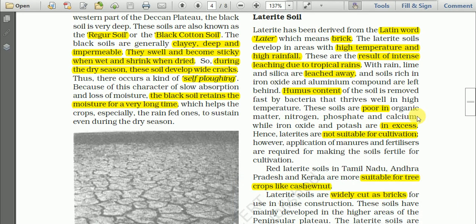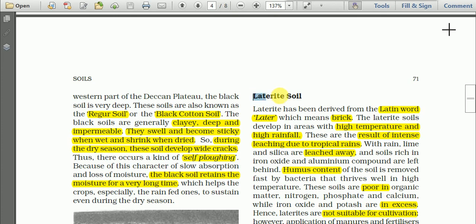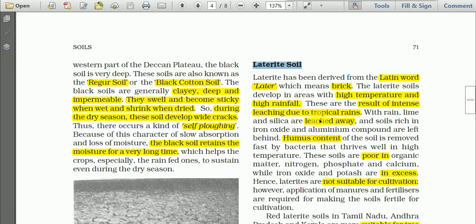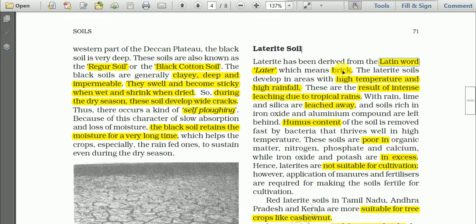So next we have another type of soil that is known as laterite soils. The word laterite has been derived from the Latin word later, which means a brick. And these soils develop in areas with high temperature and high rainfall. Remember, red and yellow soils are developed in areas of high temperature and low rainfall. But laterite soils are developed in areas of high temperature and high rainfall.